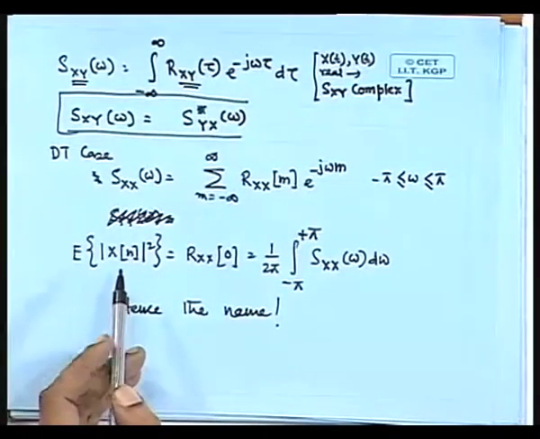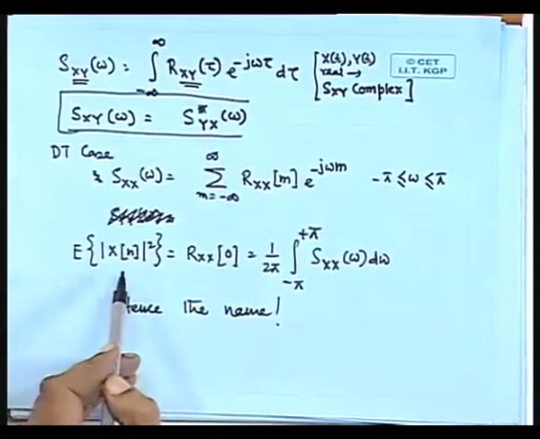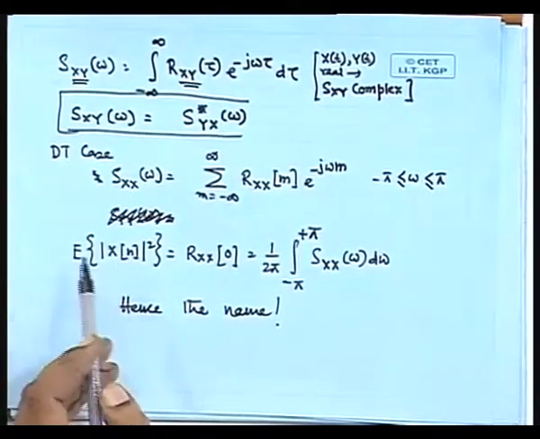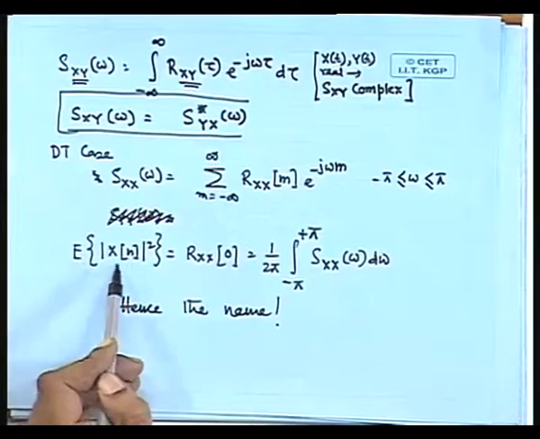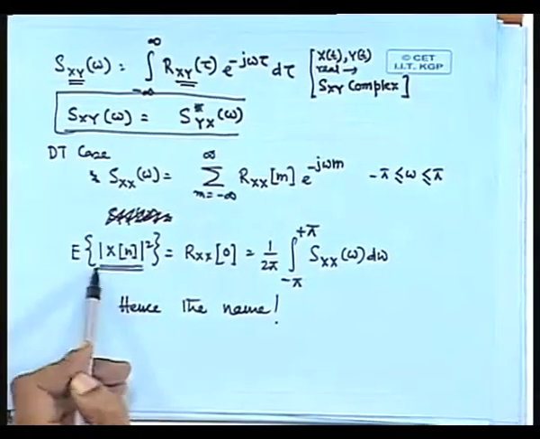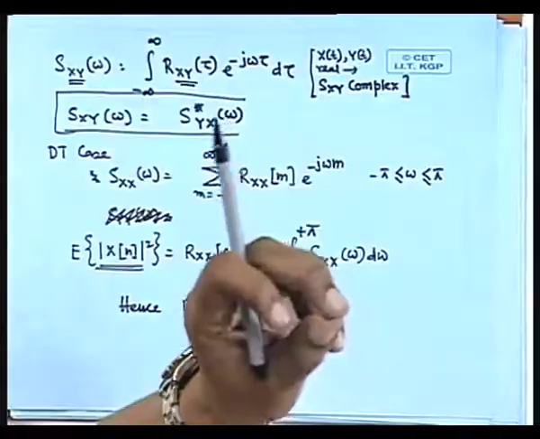Now let's come back to that old question: why is it suddenly called the power spectrum? What has power got to do with it? It is called the power spectrum because, see, what is the power? The power is the expected value of xn square. That is, you take every sample you take, that is generally defined as power.